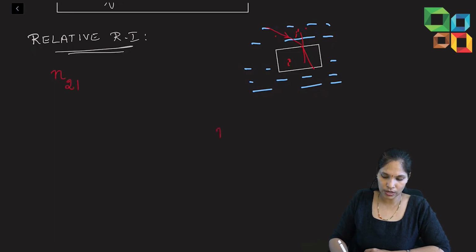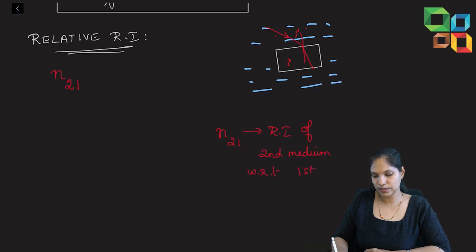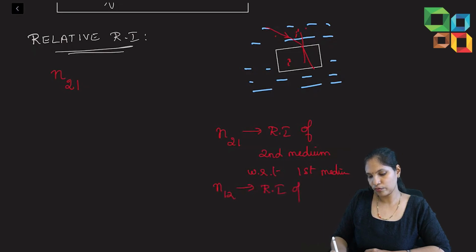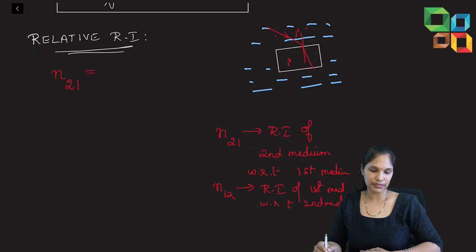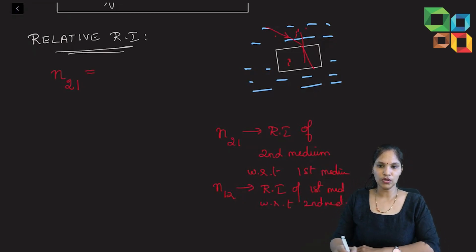When I write n21, what do I mean by n21? The refractive index of the second medium with respect to the first medium. If I write n12, then it will mean the refractive index of the first medium with respect to the second medium. So now n21, let me say, is the refractive index of the second medium with respect to the first medium.